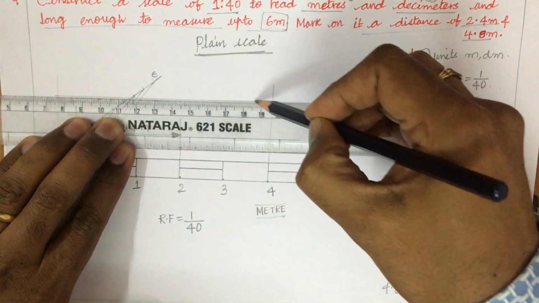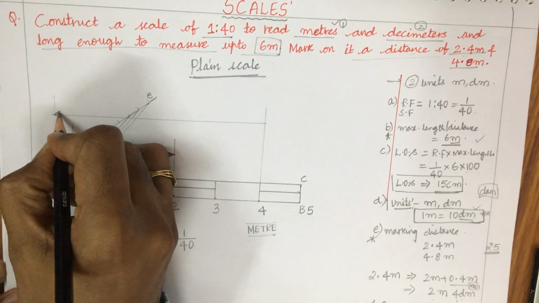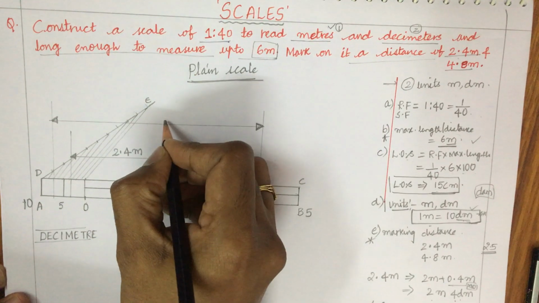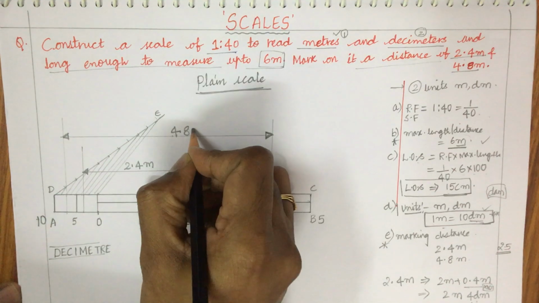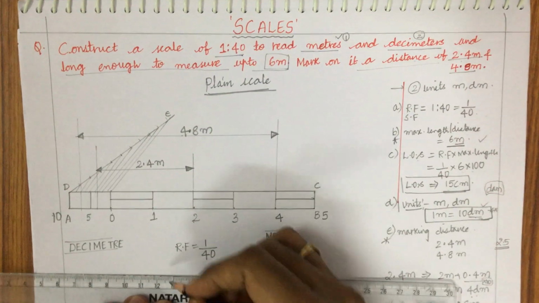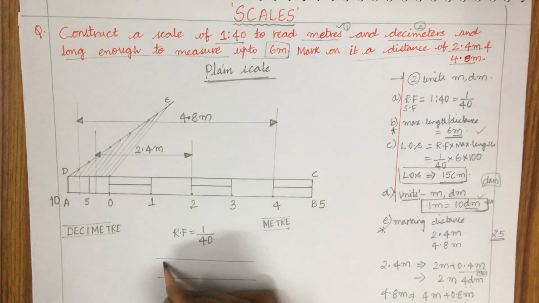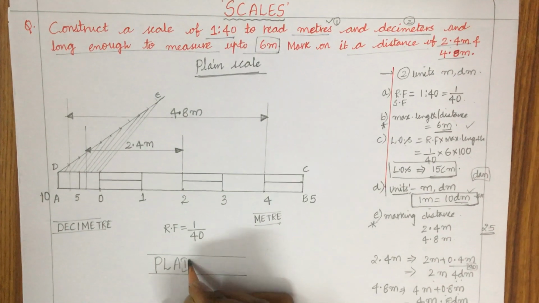Work out all these problems only with the drafter and not with the plain scale. You may get inclined lines. So, make sure to highlight all this and write the value exactly at the center, that is nothing but 4.8 meter. And do not forget to write here, plain scale. This is how you are supposed to work out when a problem on the scales concept is given.